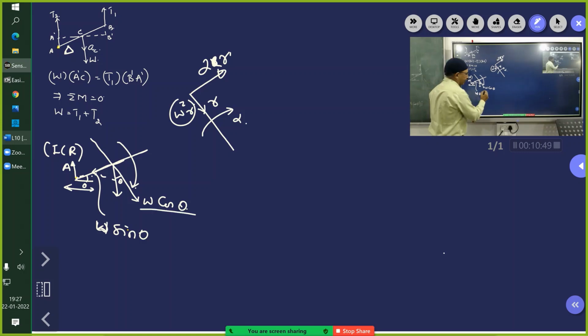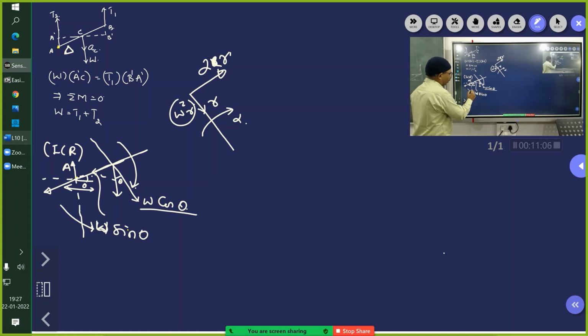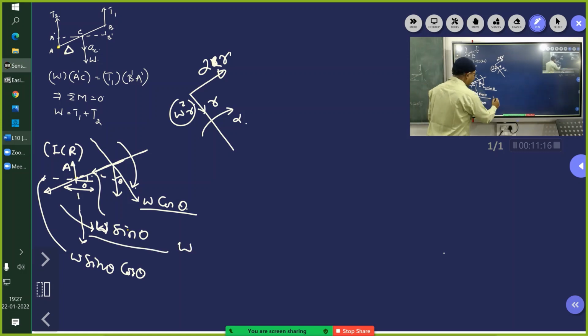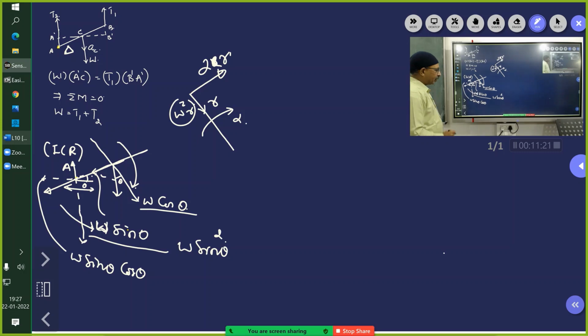Because we are sure it will rotate, this W cos theta about this point can cause the rotation, and this W sin theta will act like this. Now again this W sin theta, you split it into two components. This will be W sin theta into cos theta, and this will be W sin theta into sin theta, that is W sin square theta. Okay, this is possible, no? Can you repeat?